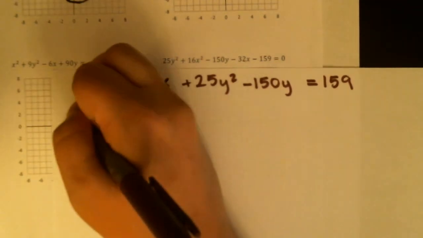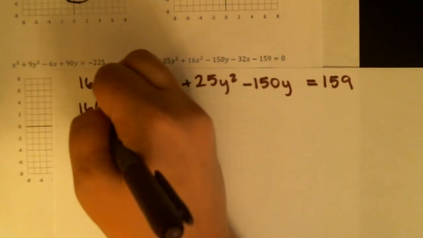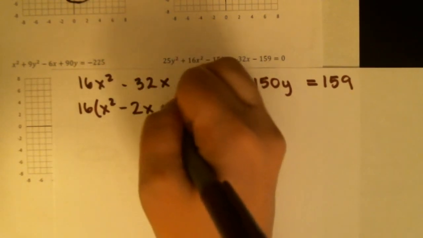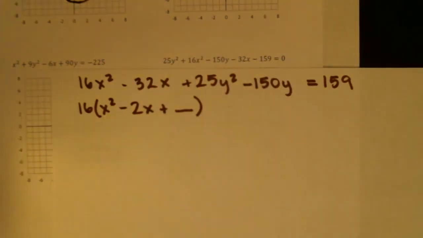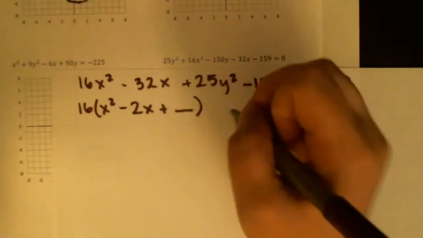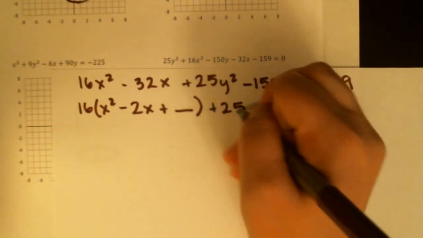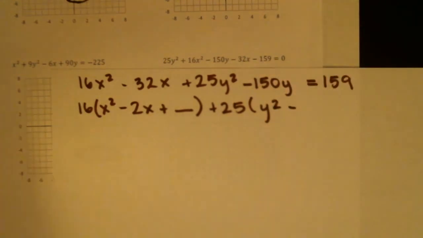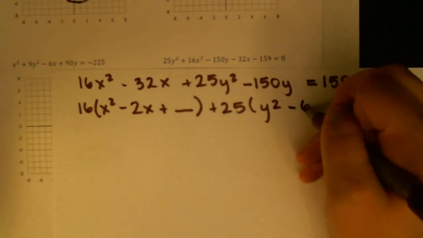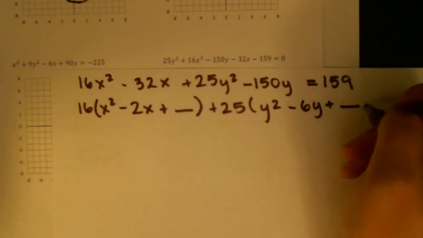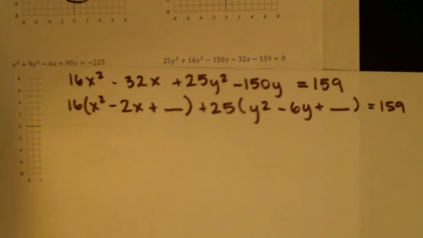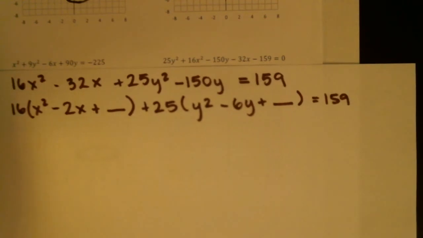Okay, so this time both have factoring. I'm going to factor a 16 out of my x's and leave a spot for the completing the square. I'm going to factor 25 out of my y's. 25 into 150 is 6 times. Okay, let's see again if I cannot go off the paper.